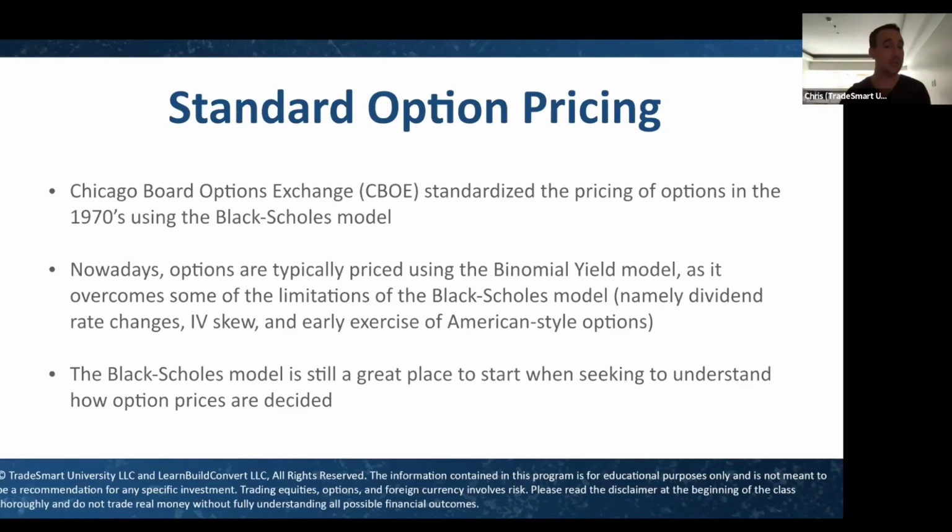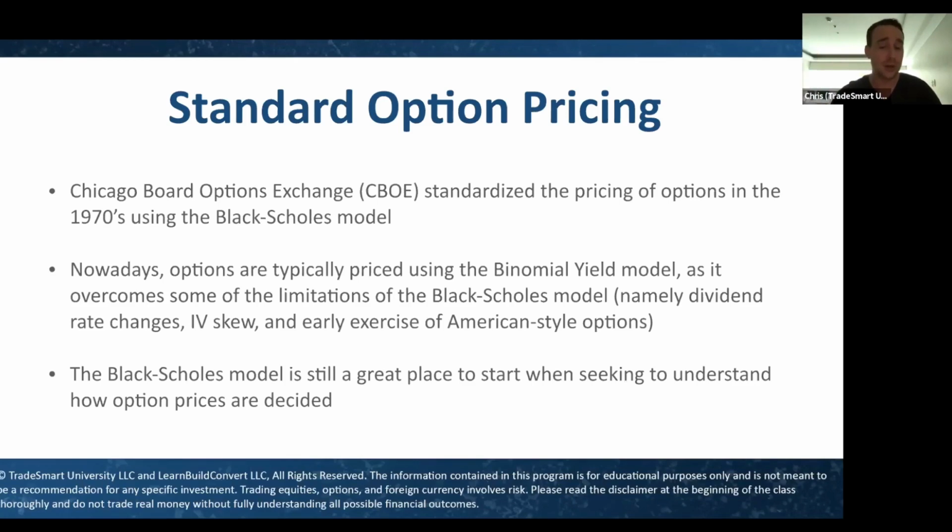It takes into account dividends, but not if those dividends change. It doesn't take into account phenomenons such as IV skew, and the fact that American-style options, which is what most of you and I will trade, can be exercised early. Now, American-style options is as opposed to European-style options, and neither of those things has anything to do with what the stock is or what exchange it's traded on. It's not that all European companies use European-style options and all American companies use American-style options. That has nothing to do with it.